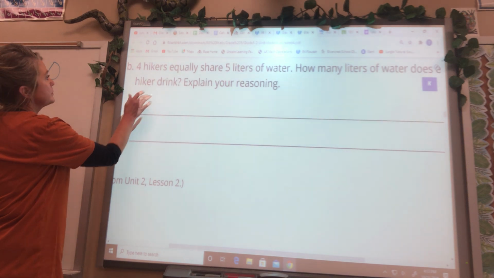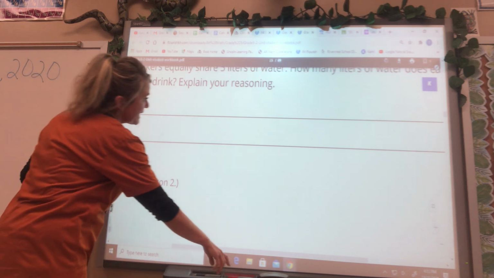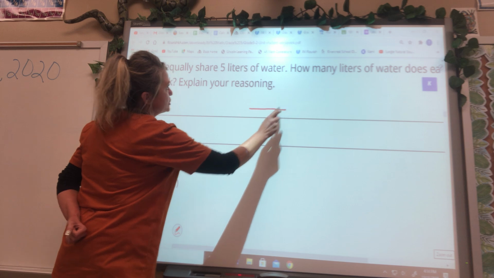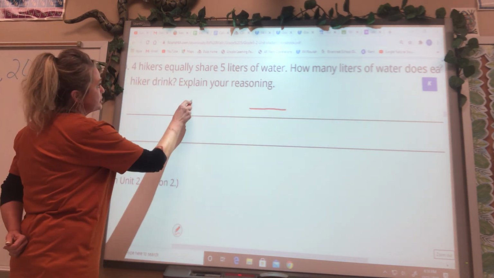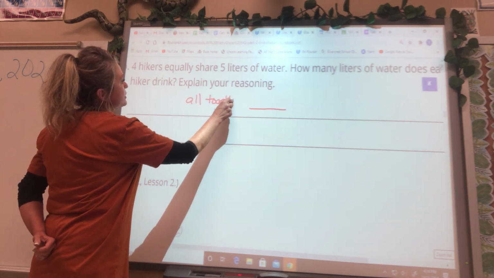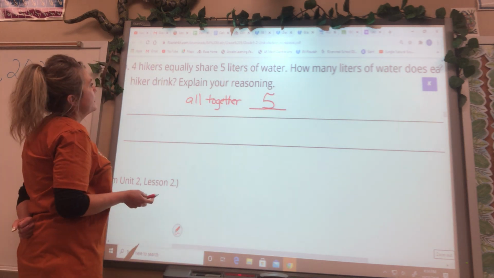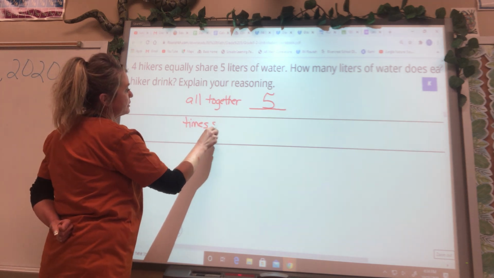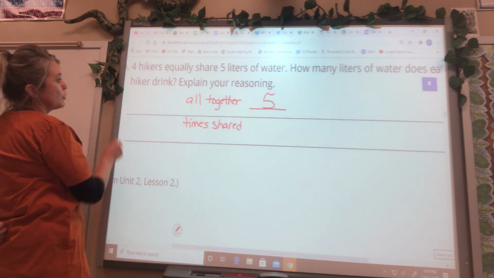Okay, on the next one. 4 hikers equally share 5 liters of water. We know it's going to be a fraction. The top number, again, is how much altogether. Altogether, they have 5 liters. Bottom number will always be how many times it's being shared. It's being shared by 4 hikers.